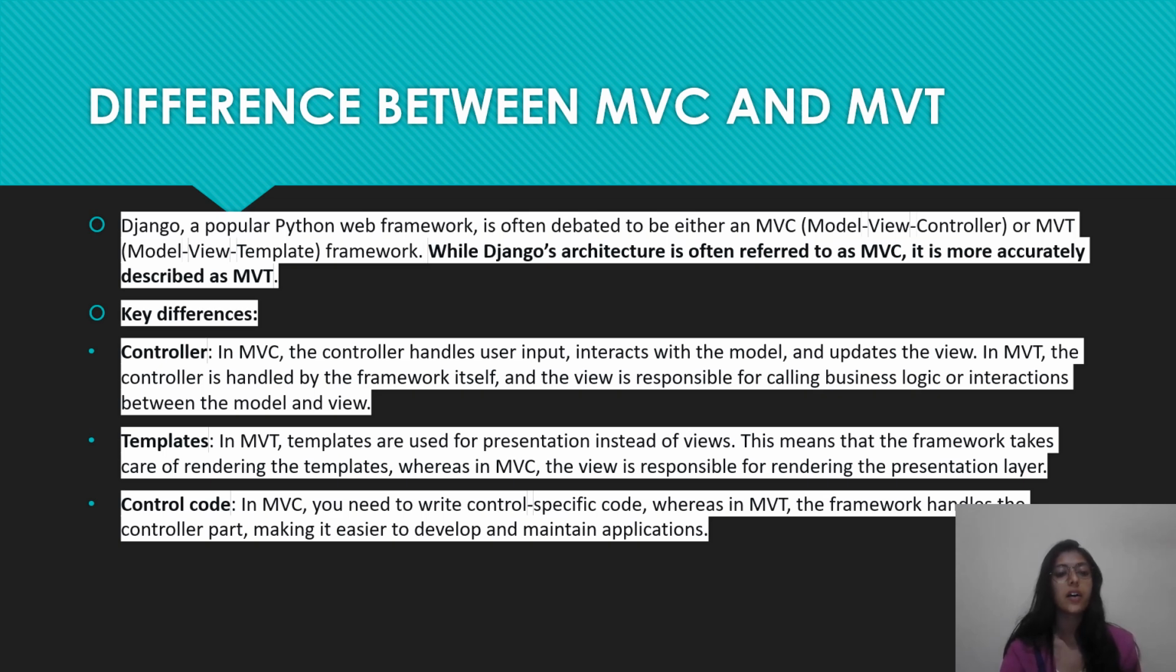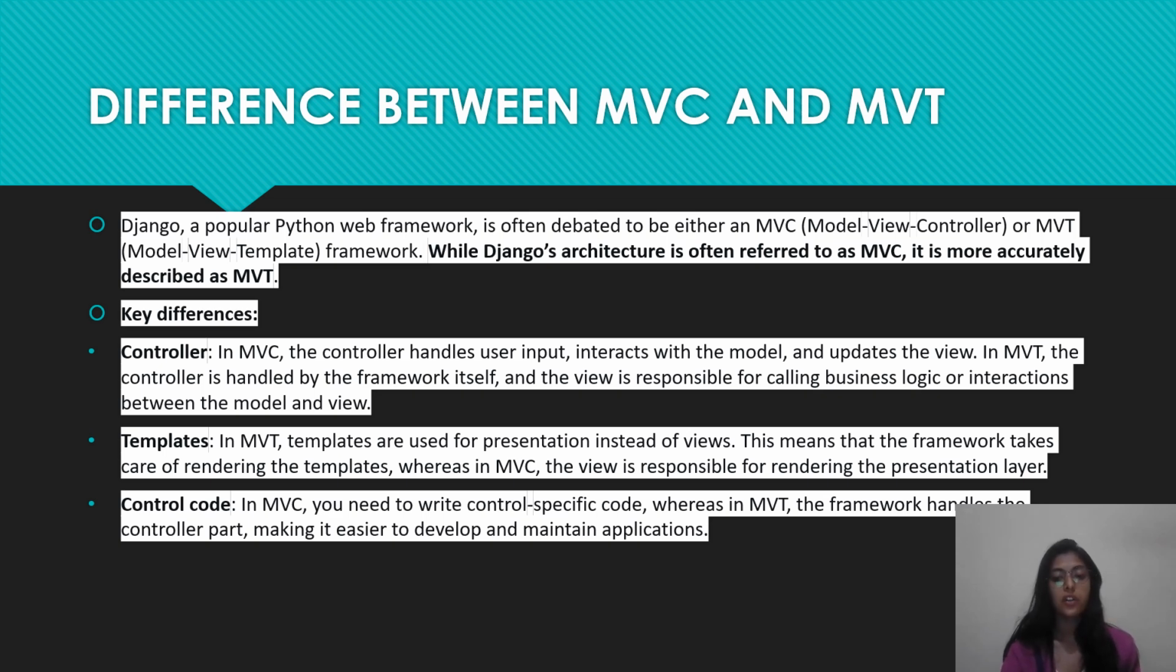In MVC, the controller handles user input, interacts with a model, and updates the view. In MVT, the controller is handled by the framework itself, and the view is responsible for calling business logic or interactions between the model and view. In MVT, templates are used for presentation instead of views. This means that the framework takes care of rendering the templates, whereas in MVC, the view is responsible for rendering the presentation layer.